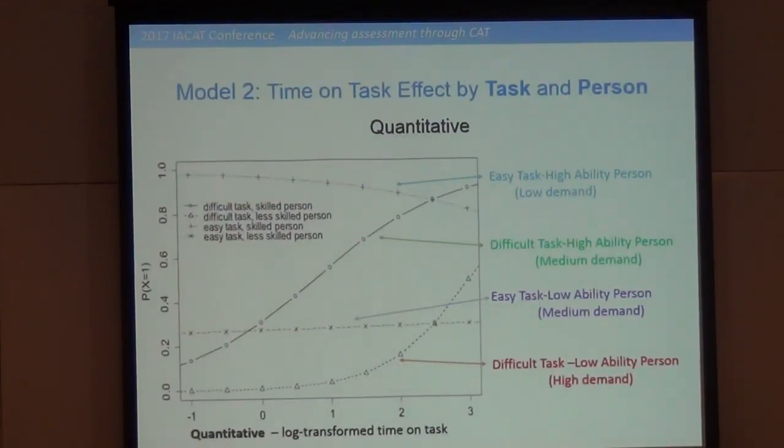Now I will show you the quantitative section, but the effect is opposite. I did the same thing to categorize them into four types. The plus line refers to when a high ability person encounters easy tasks. The triangle line means a low ability person encounters a difficult task. But you see, with the increase of time, the positive relationship dramatically becomes stronger. In the middle, when a high ability person encounters a difficult task and a low ability person encounters easy tasks, we call it the medium demand. The relationship is in the middle.